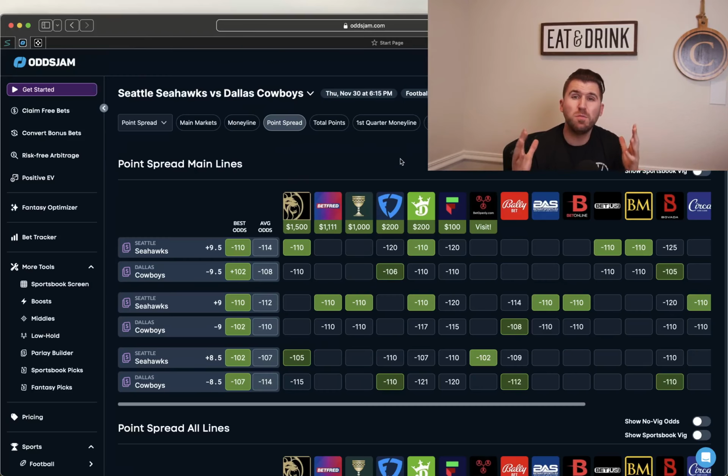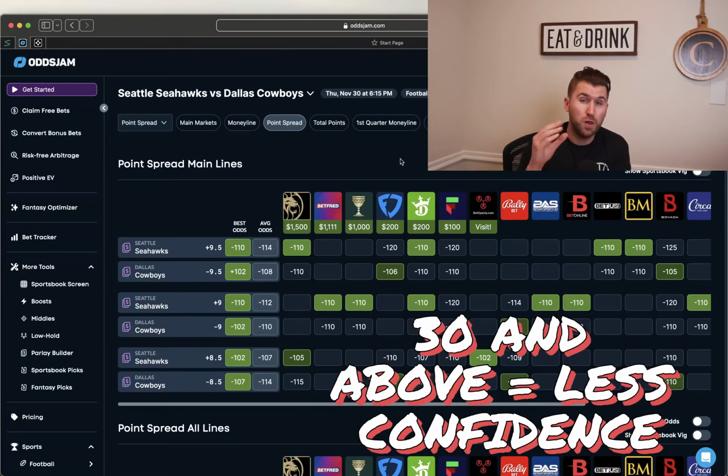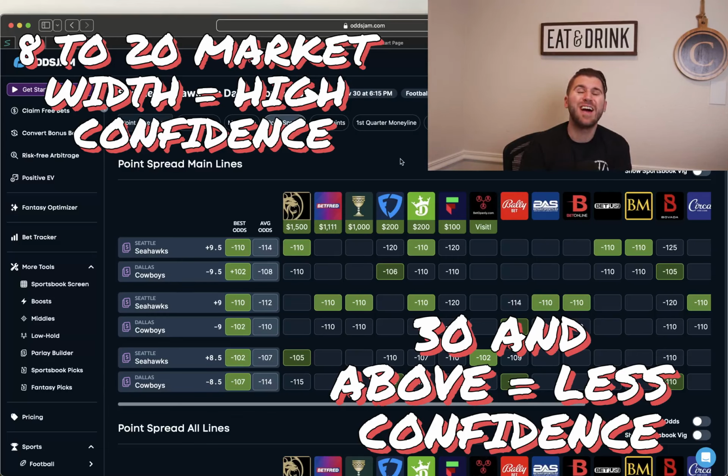All right, guys, so market width is simply the confidence that a sports book has in a particular market. The lower the number in the market width, the higher the confidence. The higher the number in the market width, the lower the confidence in sports books.